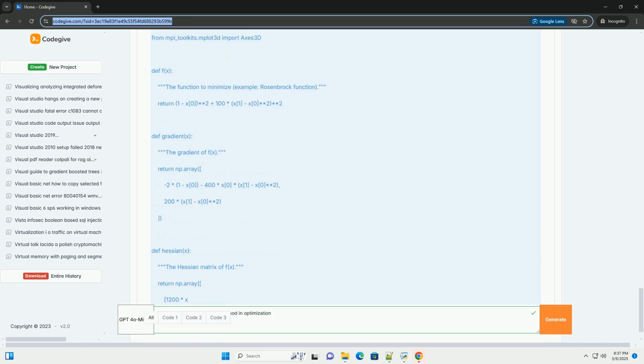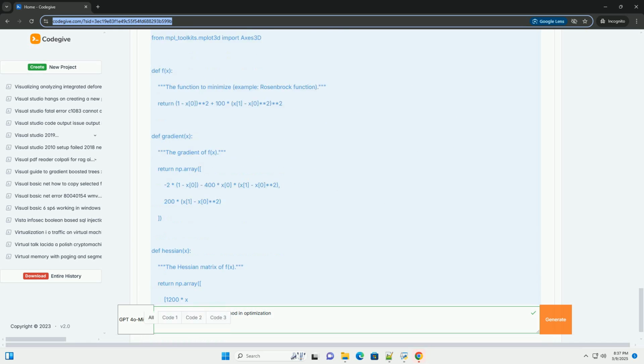9. Advantages of Newton's method. Quadratic convergence: near a local minimum, Newton's method typically exhibits quadratic convergence, which means the number of correct digits roughly doubles with each iteration. This makes it very fast compared to first-order methods, like gradient descent, once it's close to the solution. Scale invariance: it is relatively scale invariant because it takes into account the curvature of the function.